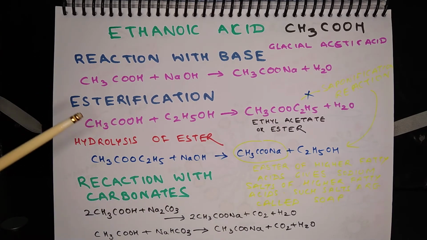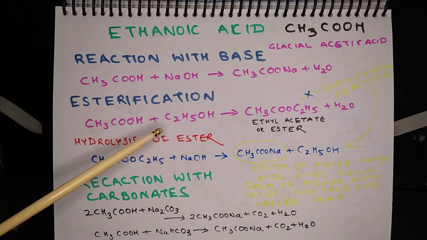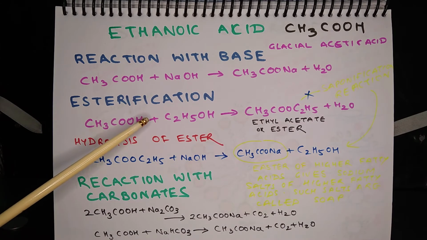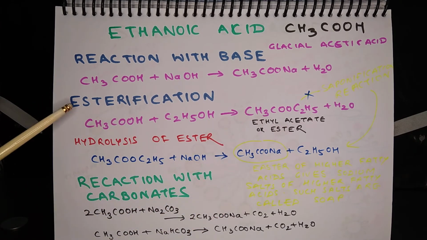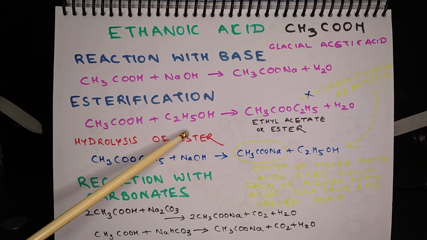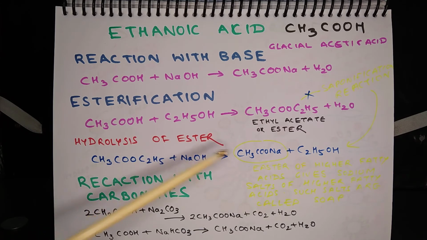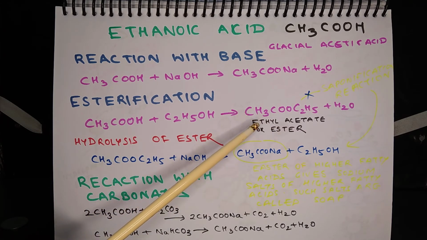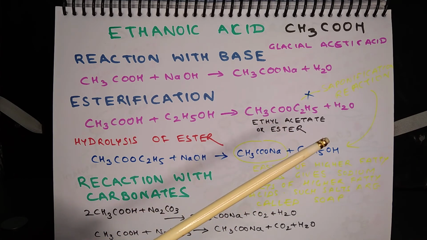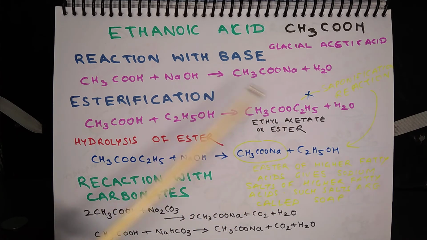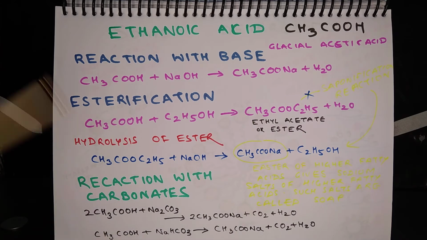Esterification reaction. When ethanoic acid is mixed with ethanol and both are heated, it produces ethyl acetate. In fact, when any carboxylic acid is heated along with an alcohol, both of them, they produce a sweet smelling substance that is called ester. Esters are sweet smelling substances and they are used as food additives.